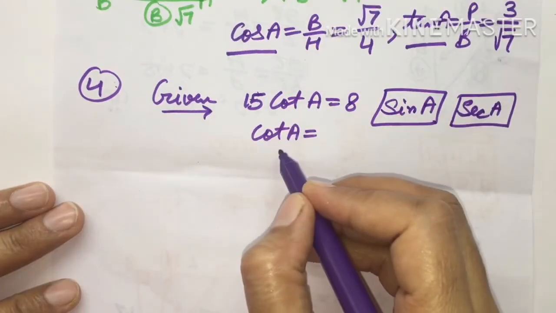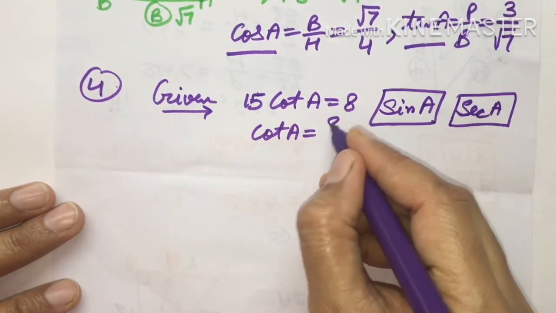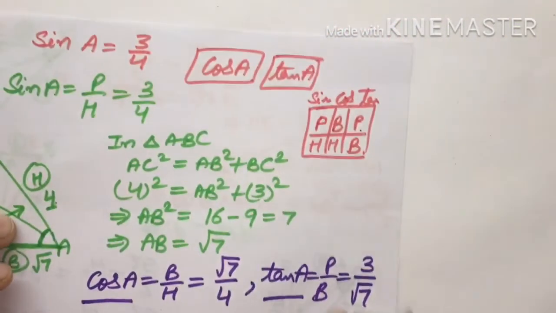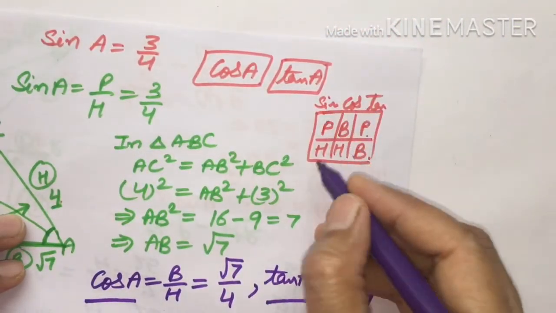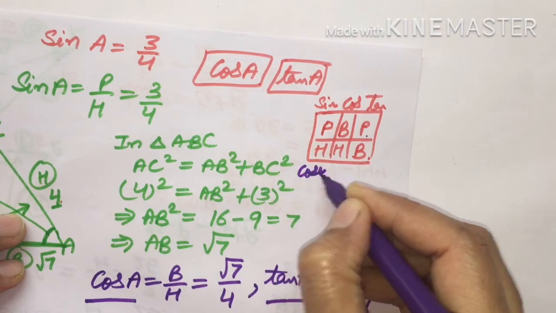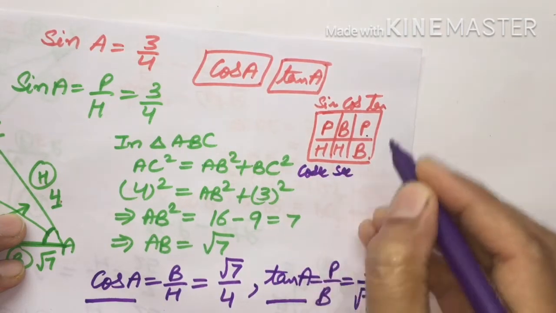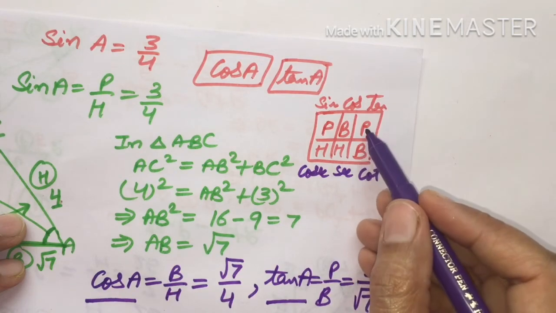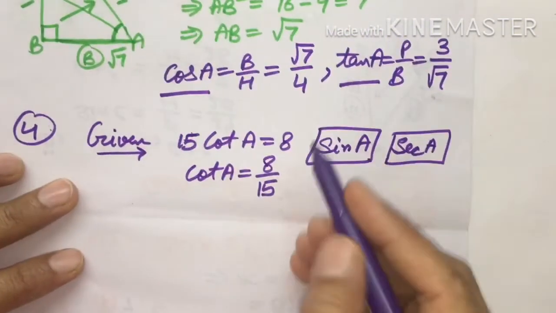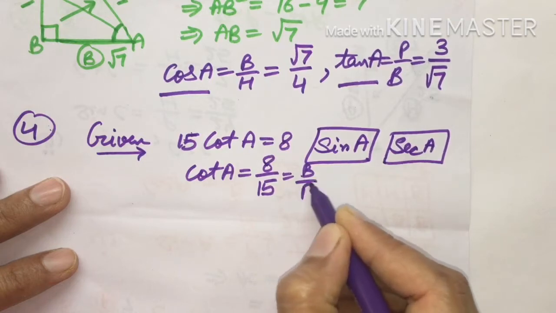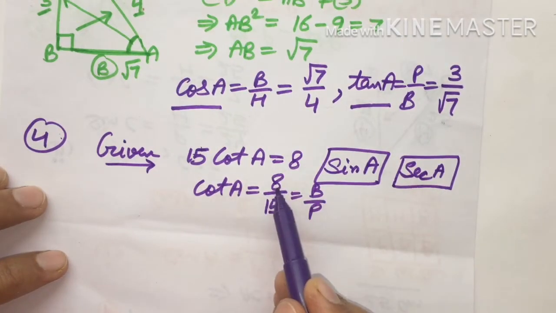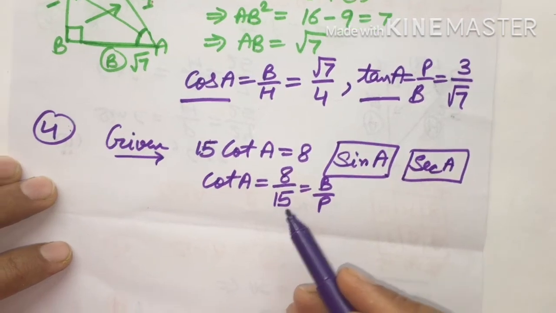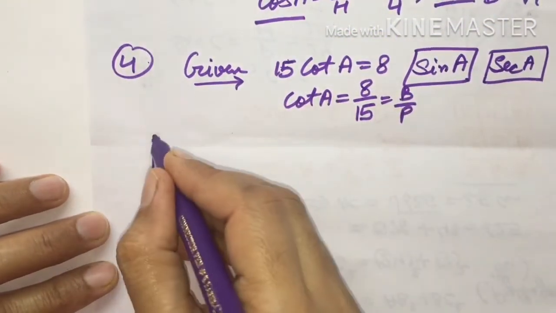So I will write this in this manner, 8 upon 15. So according to our table, this is sin cos tan, and reverse of sin is cosecant, reverse of cos is secant, and reverse of tan is cot. So value of cot is base upon perpendicular. So this is base upon perpendicular. So value of base is 8 from here and value of perpendicular is 15. Now we will draw a triangle.